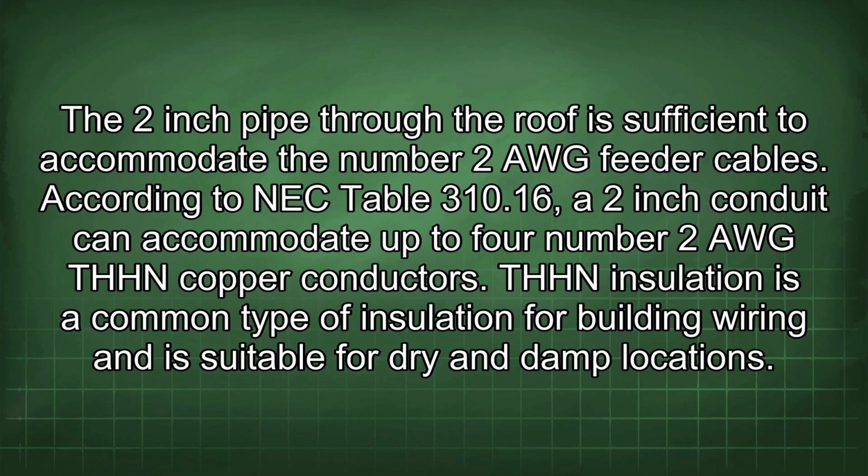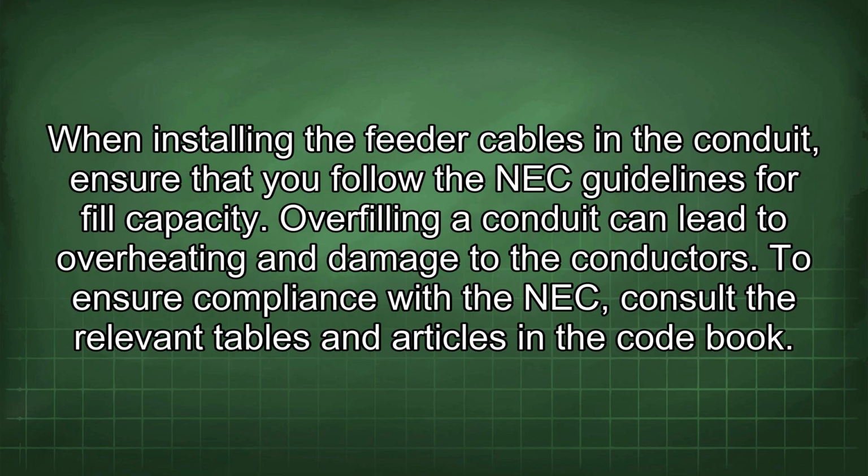According to NEC Table 310.16, a 2-inch conduit can accommodate up to 4 number 2 AWG THHN copper conductors. THHN insulation is a common type of insulation for building wiring and is suitable for dry and damp locations. When installing the feeder cables in the conduit, ensure that you follow the NEC guidelines for fill capacity. Overfilling a conduit can lead to overheating and damage to the conductors.